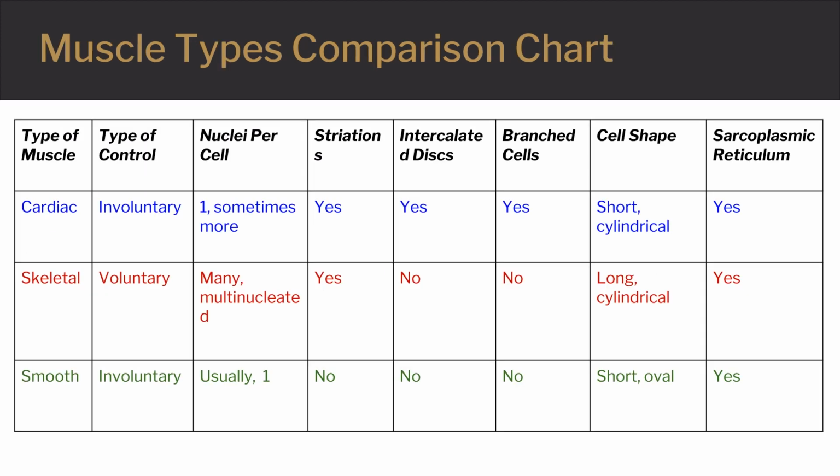Here is a quick reference chart of some key features to help you remember the differences between the 3 different types of muscle tissue found in the human body. These 3 types of muscle are also found in many other species of animals as well.